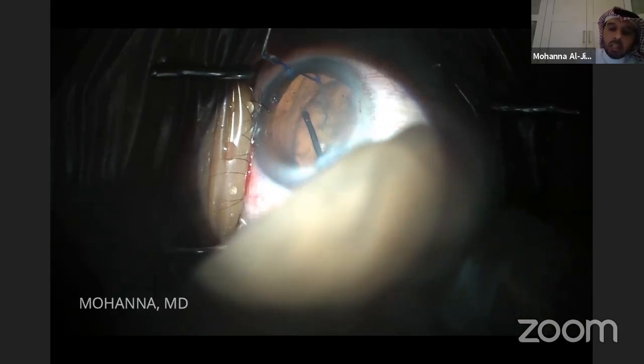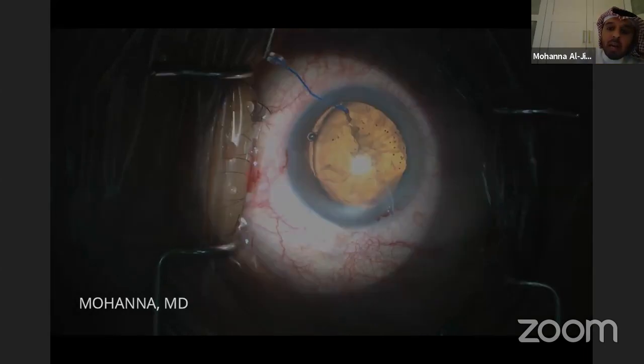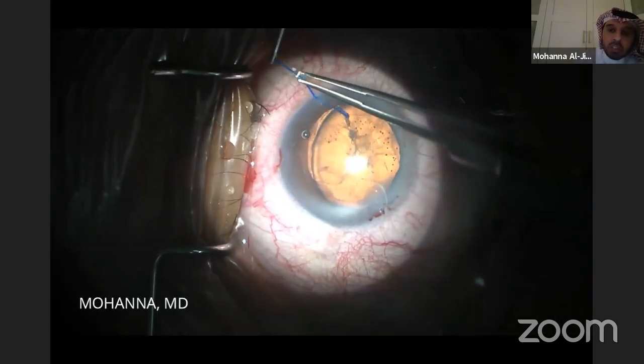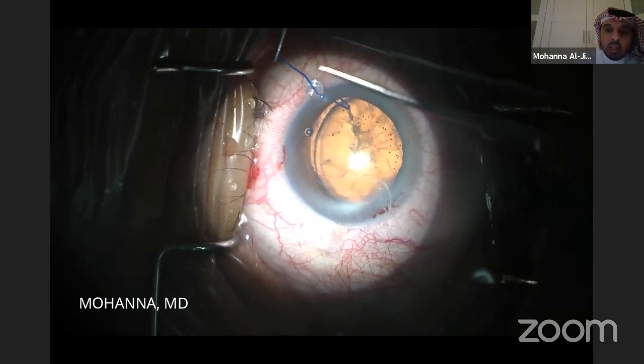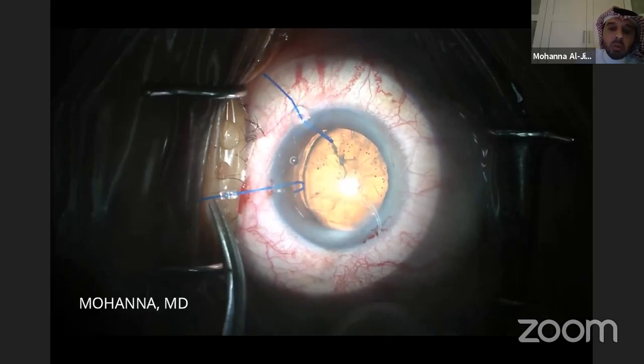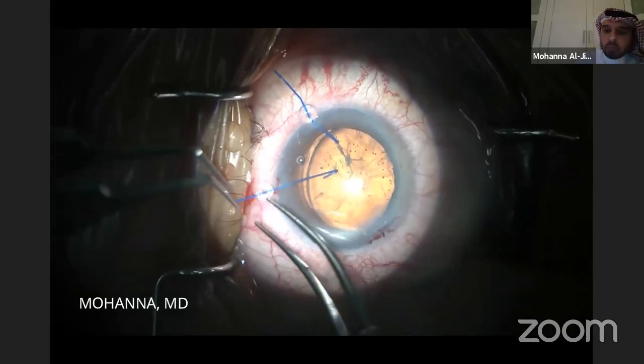Due to the severe tilt of the lens, I elevated the lens using the viscoelastic cannula and then held the lens using iris hooks. So this is the first iris hook, and then I used another iris hook. I'll pause and ask the panelists, would you in this case use iris hooks or capsular hooks, and why?